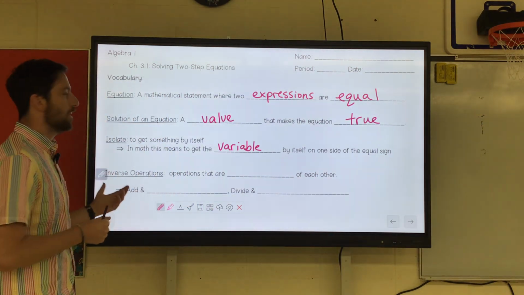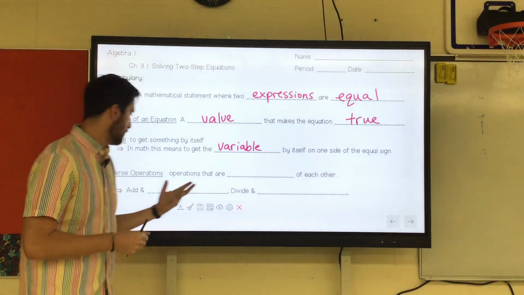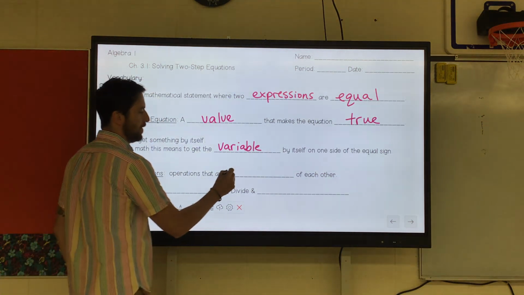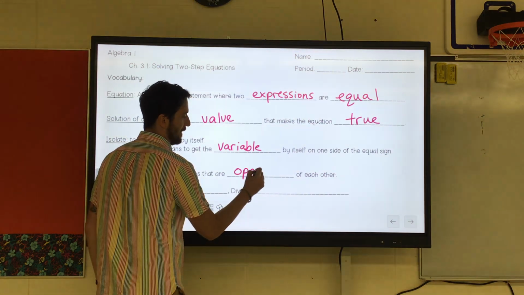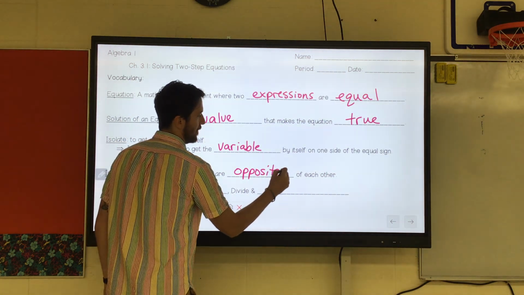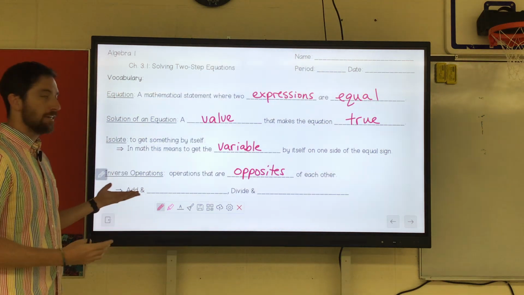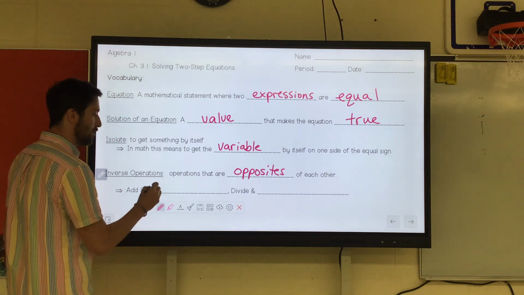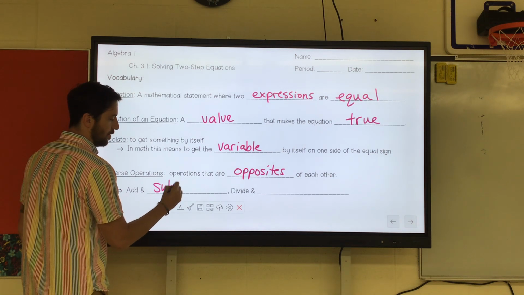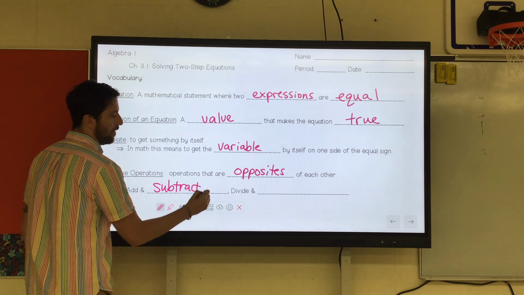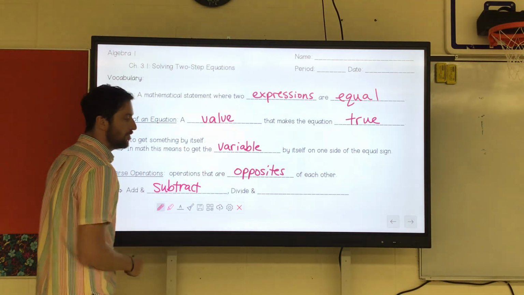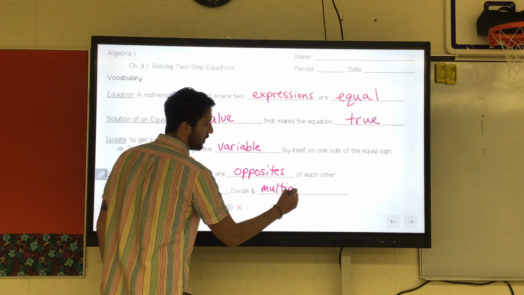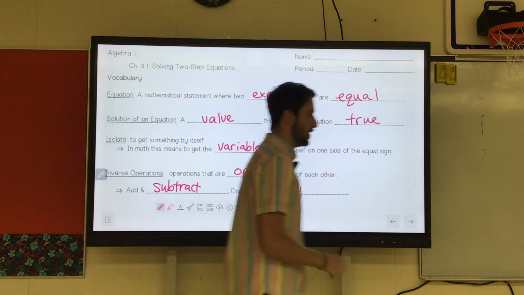Now the way we do that is with inverse operations, so operations that are opposites of each other. You know this. What's the opposite of addition? That's subtraction. So add and subtract. Divide and, the opposite of division, multiplication. Divide and multiply.